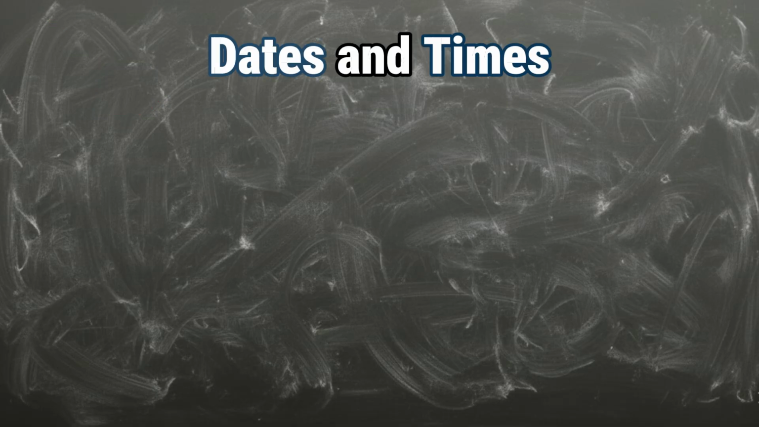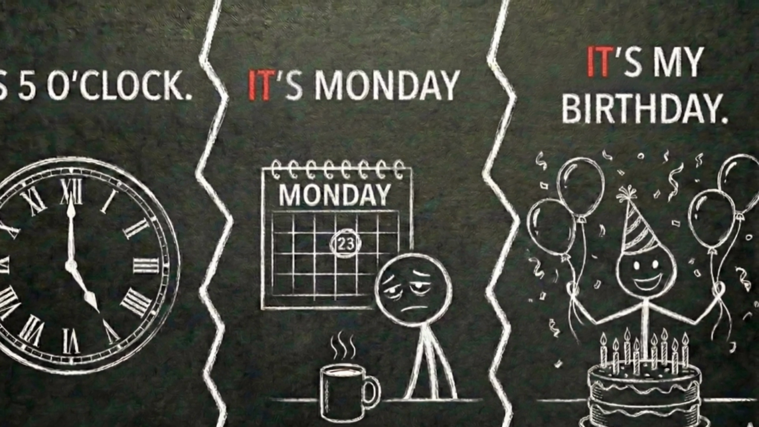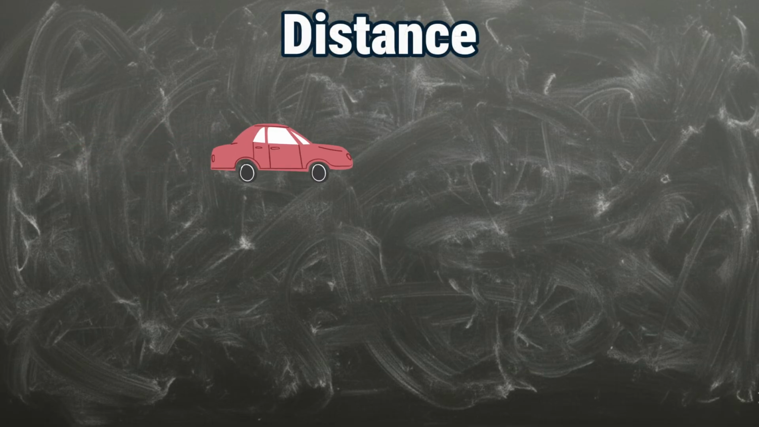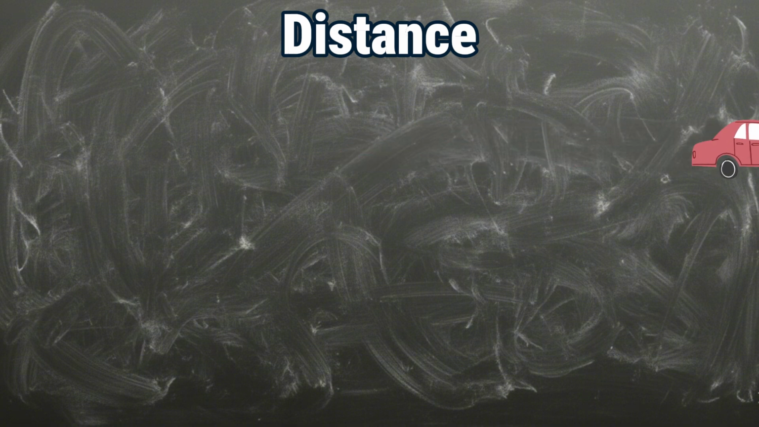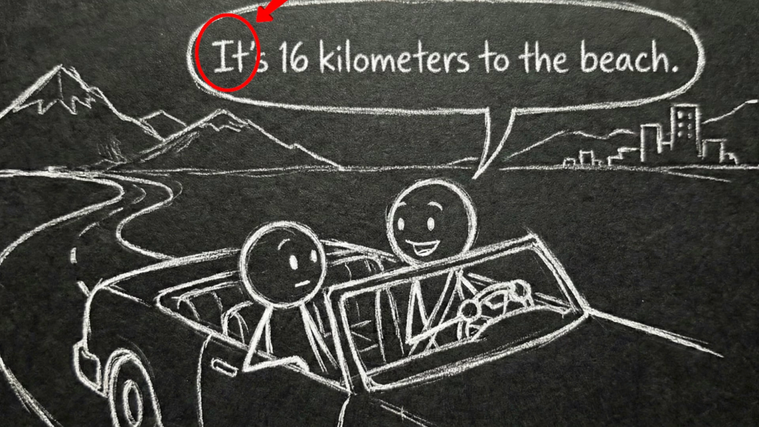Dates and times: it's 5 o'clock, it's Monday, it's my birthday. Distance: it is far from here. It's 16 kilometers to the beach.